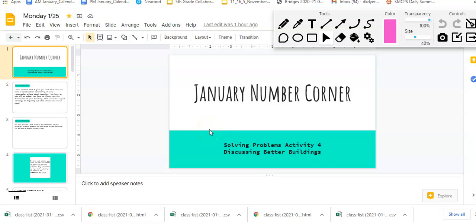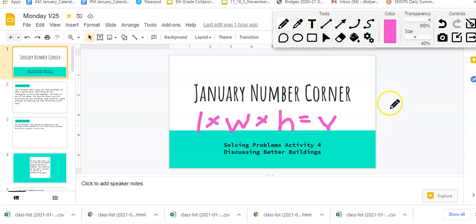For number corner today, you are going to be working on volume of rectangular prisms again. So let's just quickly review what volume is. Remember that the equation for volume would be length, so that's an L, times width times height. And that'll get us volume, right?